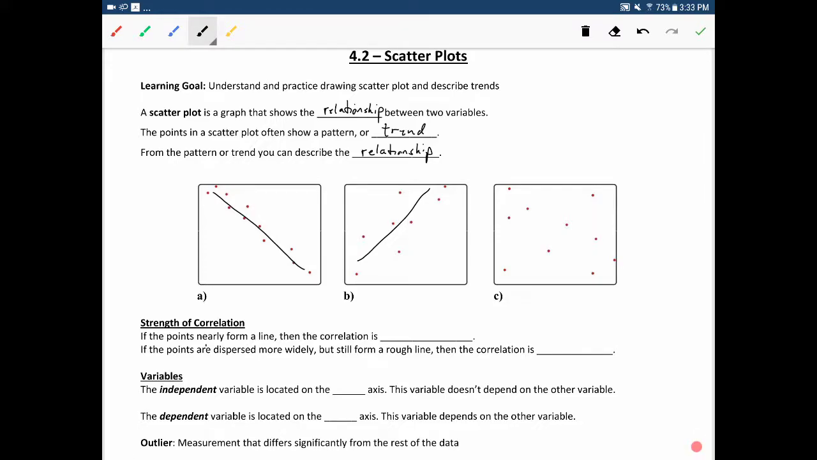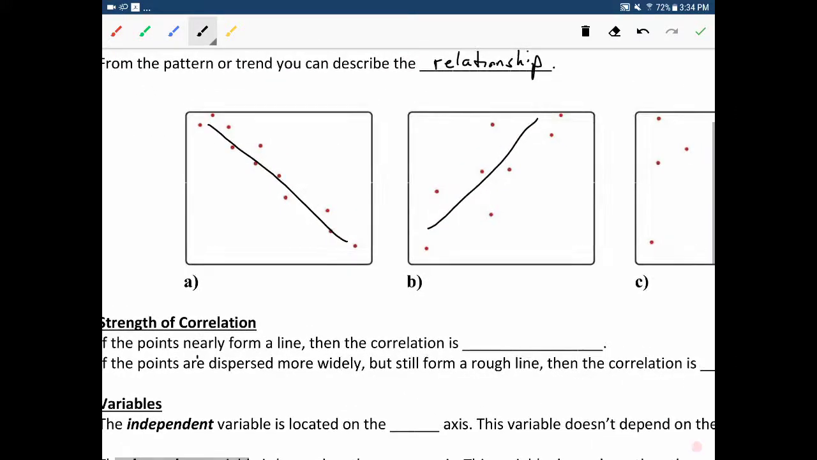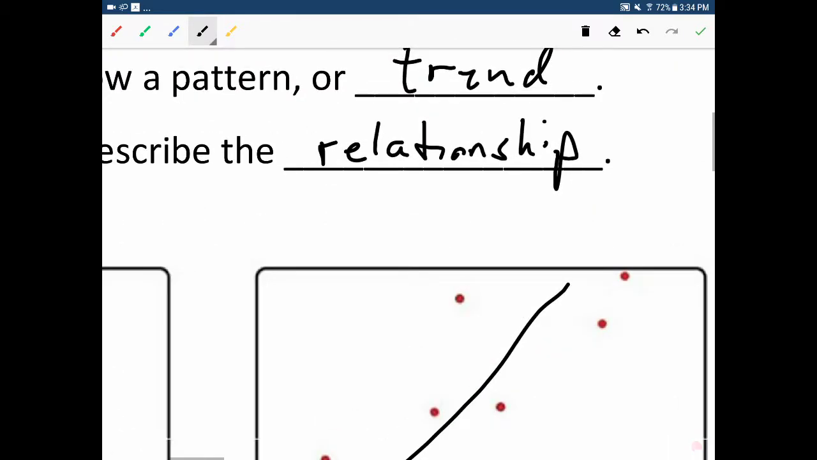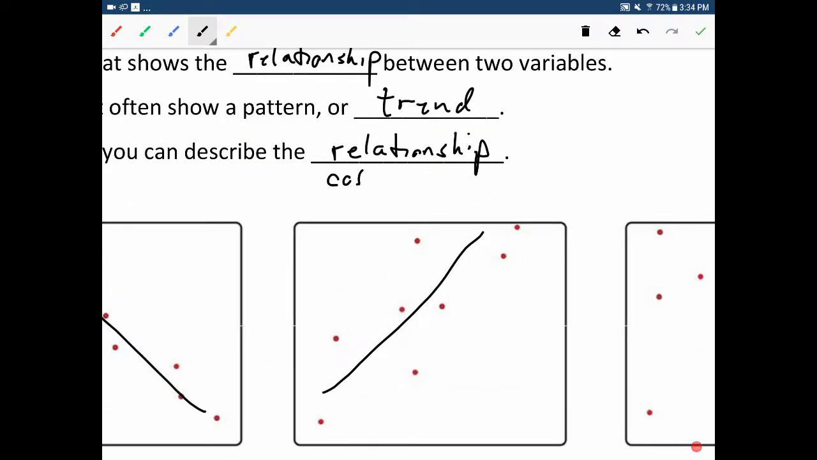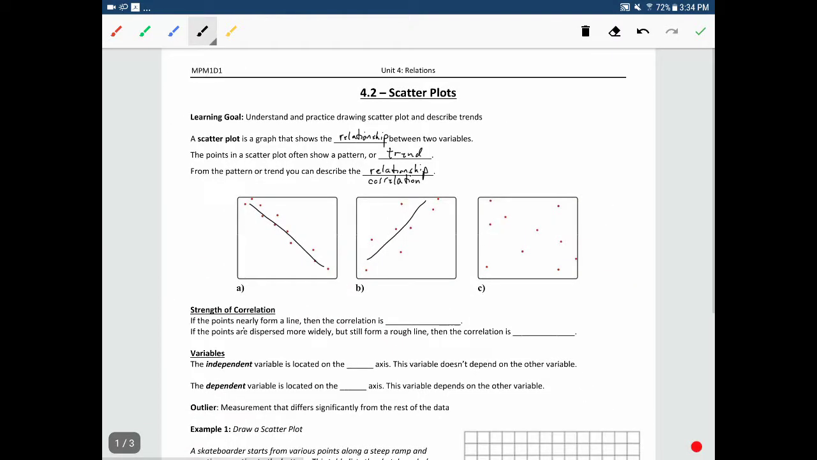So when we talk about this, we will talk about it as a correlation, which is just another word for the relationship. I'm going to write that down here too. We call it a correlation. I have to do this so I can spell it right though. Two R's. Correlation. A little messy on that one, but that's okay.